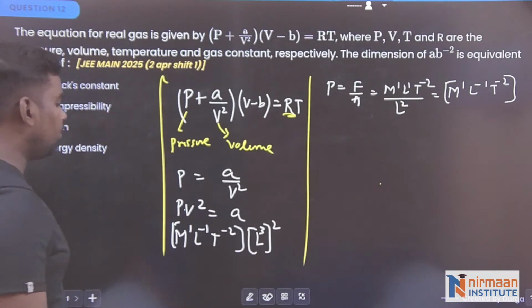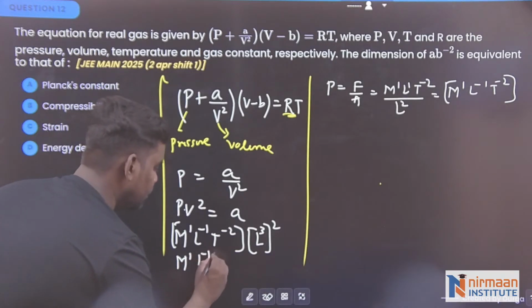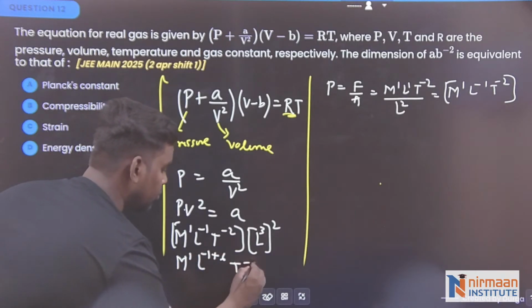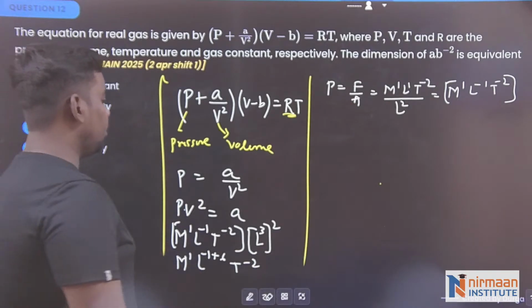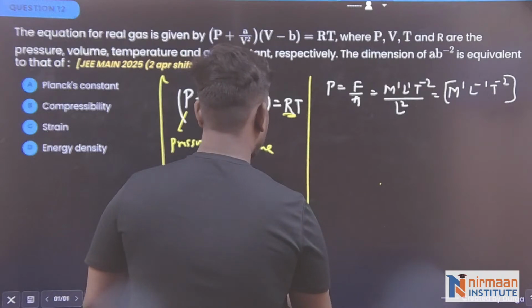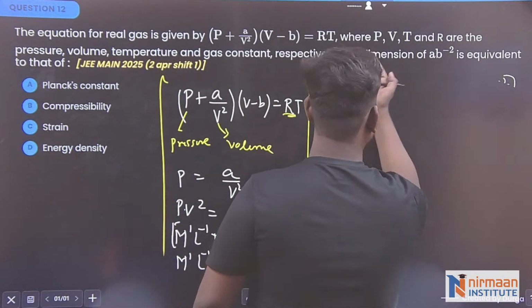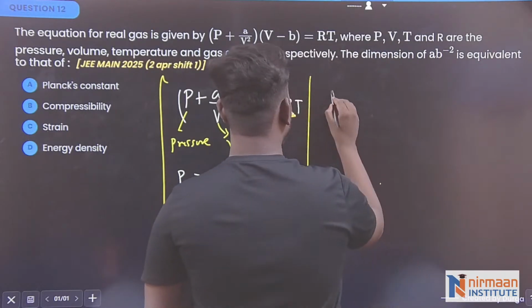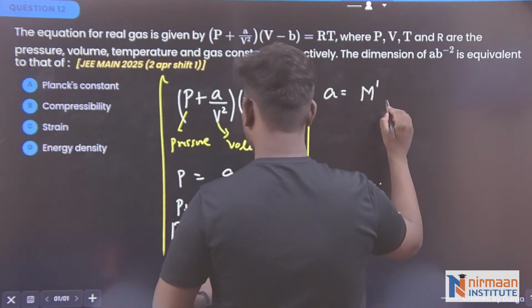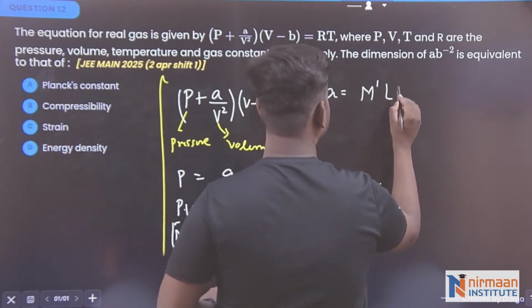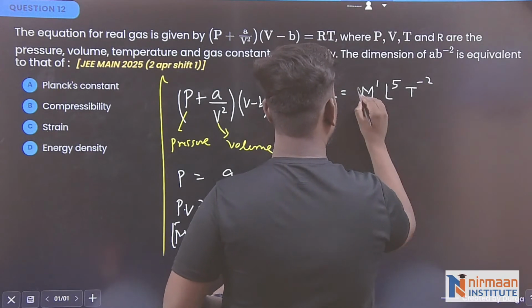Okay, to solve it, what did I get? M1 L minus 1 T minus 2 times 6. If I solve it, what I get is equal to the A dimension. That A dimension must be M1 L5 T minus 2. It is your A dimension.